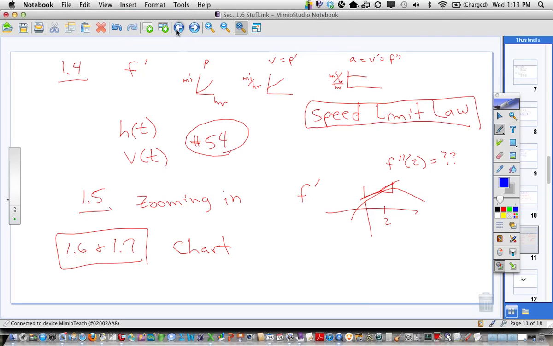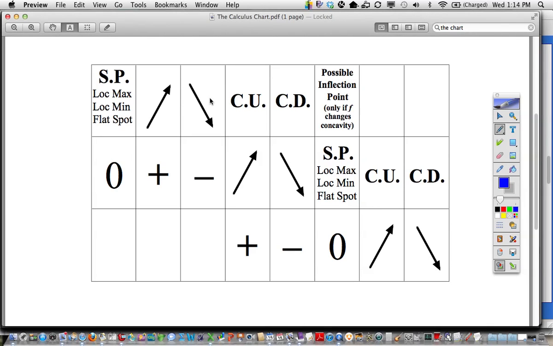So in that problem, it asks, is the ball going up or down at 2? So what you would do is plug a 2 into the velocity equation, right? And it's negative. And since the velocity is negative, if we look at our chart, the height is decreasing, right?